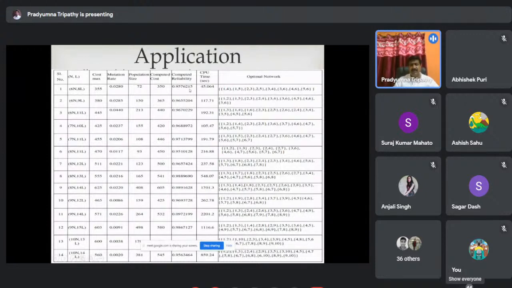This is the computed cost and reliability value. You can see here that every time it is computed within the maximum cost. The maximum cost we took was 355, and it optimized within 350. We took 380, and it optimized within 365. This is 625, and it optimized within 605, with good reliability values as well. The optimal networks are being generated.